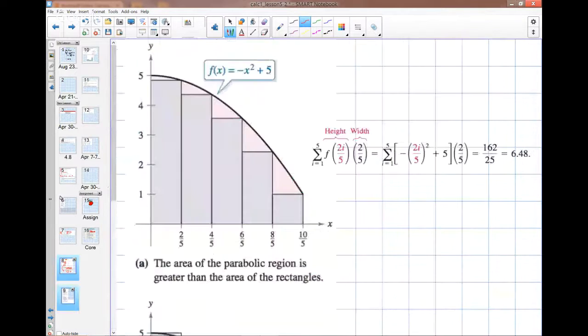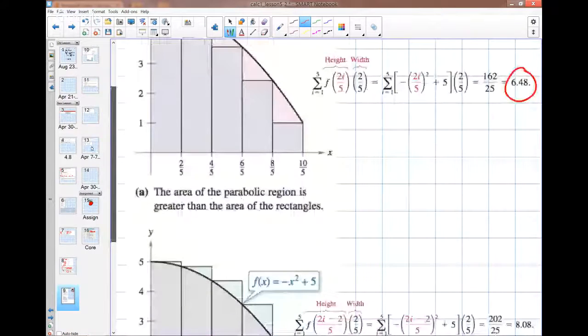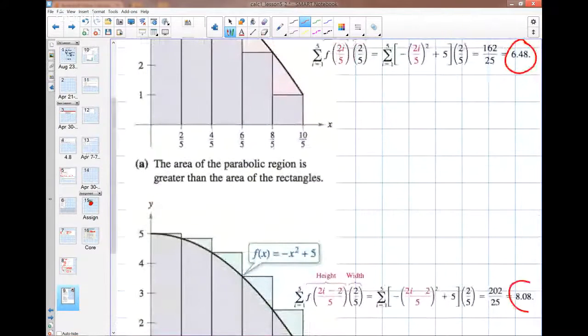Okay, then this is a repeat slide. I've already shown you this. If you add up all the rectangles, I just wanted to show you that the lower ones, the rectangles that are under the curve, like in part A up here, got this answer. And if you do it with the rectangles that are over the top, then we got this answer. And obviously the answer is somewhere in between, right? Because we're under, we're over, somewhere in between should be the answer.